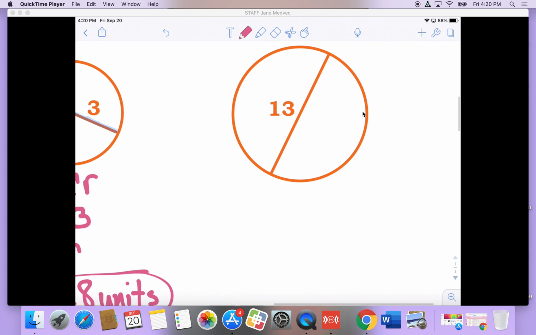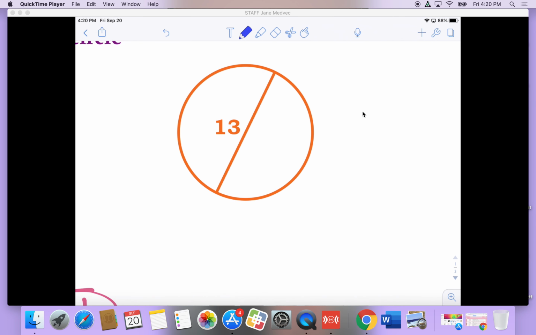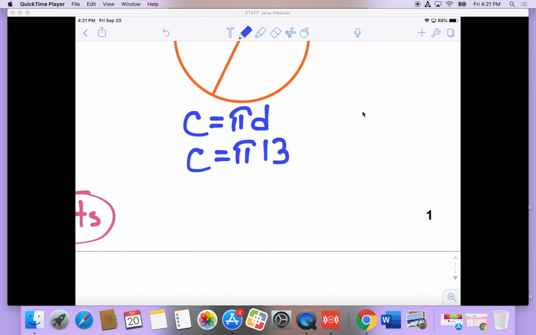Now let's take a look at the next one. You're going to notice that this one is the diameter. Why? Because it goes all the way across that circle. So we're going to go ahead and go C equals pi d. C equals pi 13. Okay, we could write it, actually it's better to write it 13 pi.